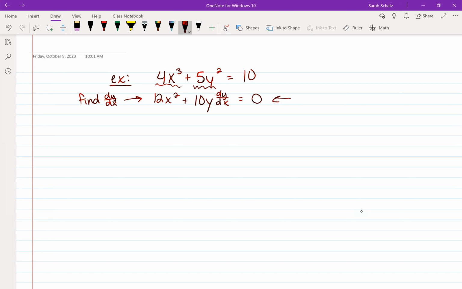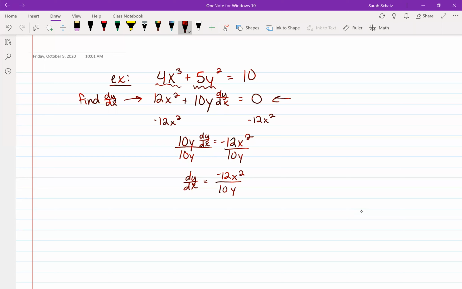So technically, we have taken the derivative in this step right here. But we do want to solve for dy dx. So from here, we can just subtract the other term. So in this case, subtract 12x squared. And we'll be at 10y dy dx equals negative 12x squared. And then to isolate that, remember that the 10 and the y and the dy dx are all just multiplied together. So you can just divide both sides by 10y. And you isolate your dy dx term. And it's just negative 12x squared over 10y.